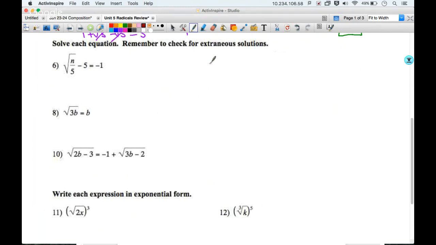All right, so I'm going to start by just copying it down. Square root of 2b minus 3 equals negative 1 plus the square root of 3b minus 2. When you've got 2 square roots, try to isolate at least one of them. You can isolate both of them, great, but at least this one over here is isolated. So I can get rid of one of my square roots by squaring both sides.